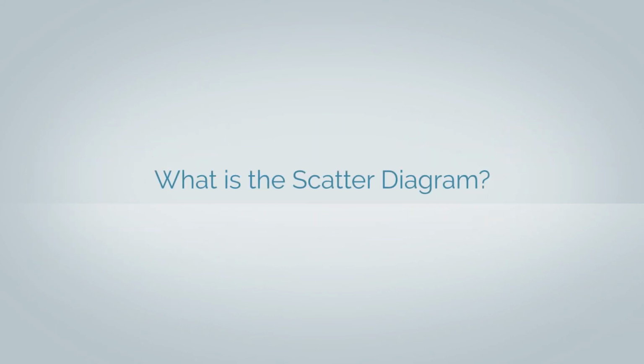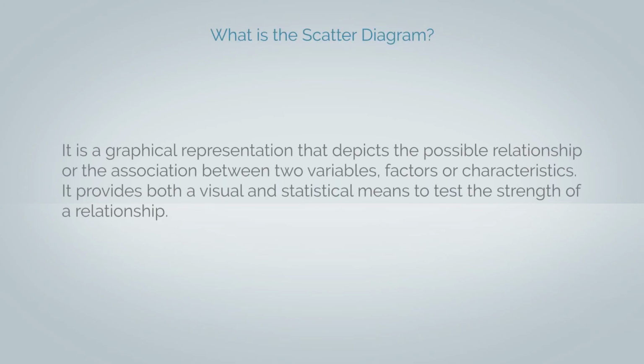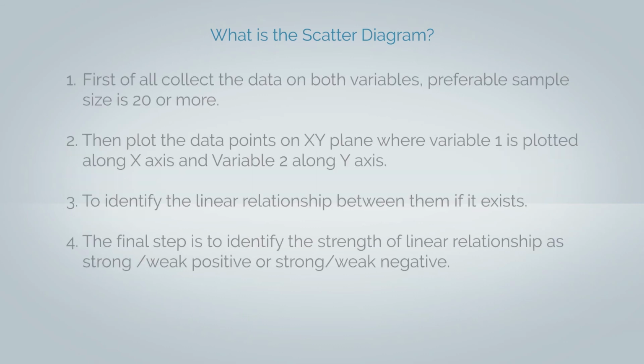The sixth basic quality tool is the scatter diagram. What is the scatter diagram? It is a graphical representation that depicts the possible relationship, or the association between 2 variables, factors, or characteristics. It provides both a visual and statistical means to test the strength of a relationship. Let's look into the steps involved in creating a scatter diagram.